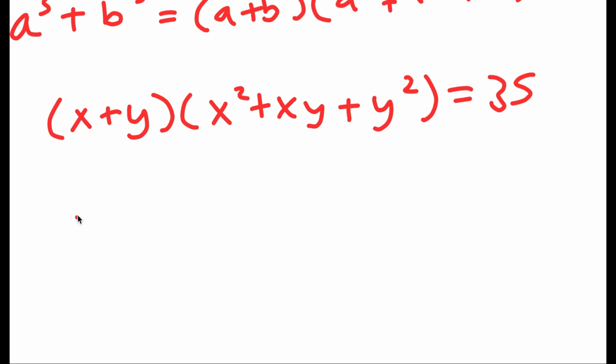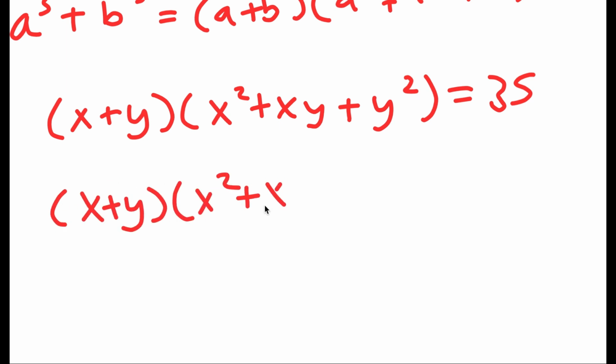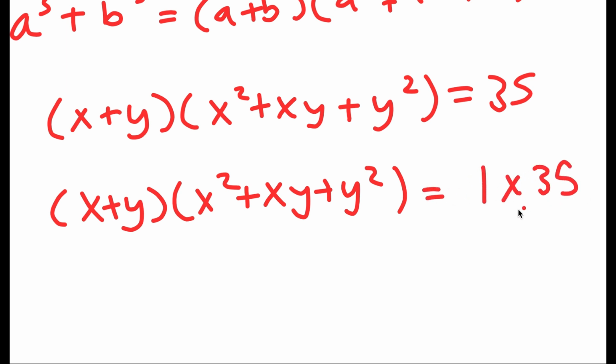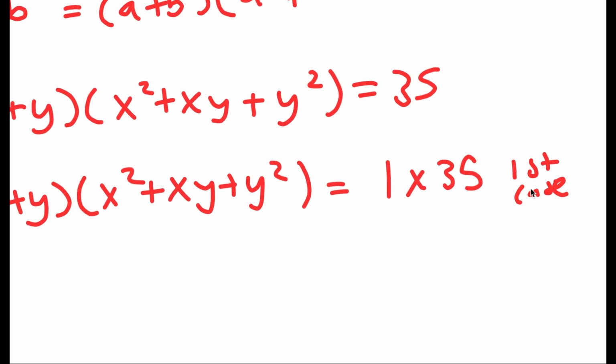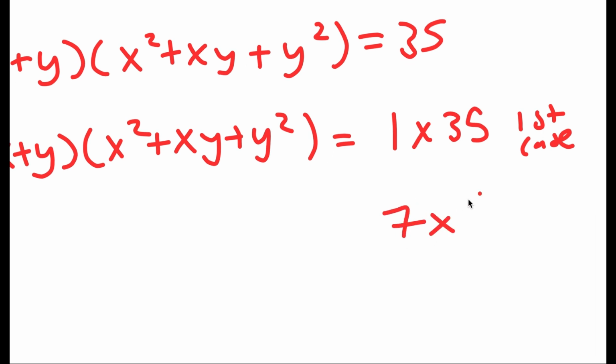And 35, what I'm going to do is I can rewrite that as 1 times 35. And this is going to be our first case. And I can also rewrite this as 7 times 5, which is going to be our second case. Sorry, actually, I'm going to rewrite it as 5 times 7.